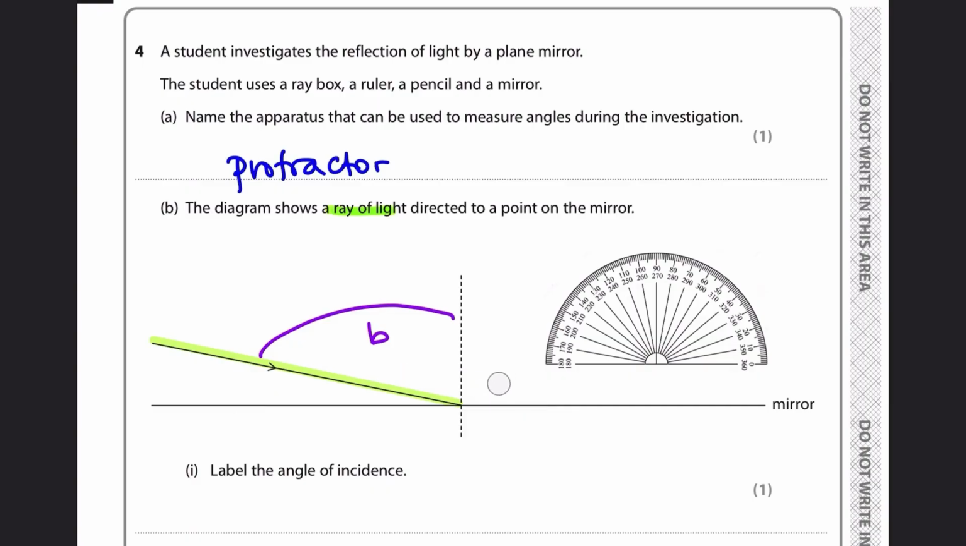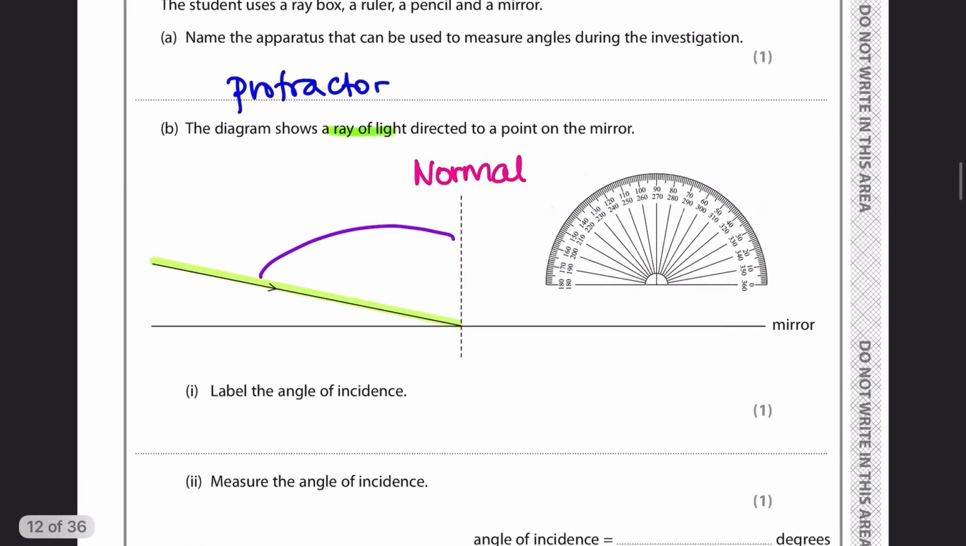The reason for that is because the angle of incidence is always measured between the ray of light and this dotted line drawn here, which is perpendicular, 90 degrees to the mirror. Do you see that 90 degrees? This is important because sometimes they really do tell you to label this vertical line, which is called the normal. And now you know why it's important, because you need the normal in order to measure this angle of incidence. And that's what we're going to do next.